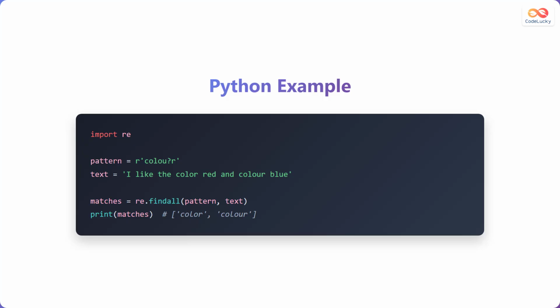In this Python example, we use the re module to find all occurrences of the pattern COLOU?R in the given text. First, import the re module. Define the pattern as r"COLOU?R". Define the text as, "I like the color red and colour blue." Use re.findall to find all matches of the pattern in the text. The output will be a list containing COLOR and COLOUR.